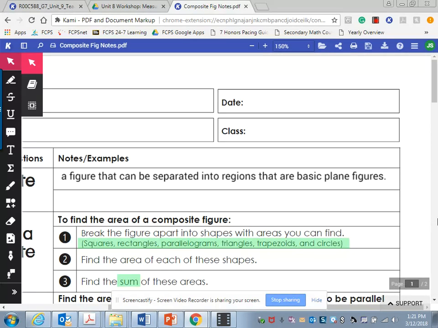Something else that you're going to need as you follow along with the video is your formula sheet. You're going to need your formula sheet because we're dealing with composite figures, and we're going to be finding the area of all of these different shapes and composite figures that we will be showing. We'll do a couple of examples, and then the rest, you all will be responsible for.